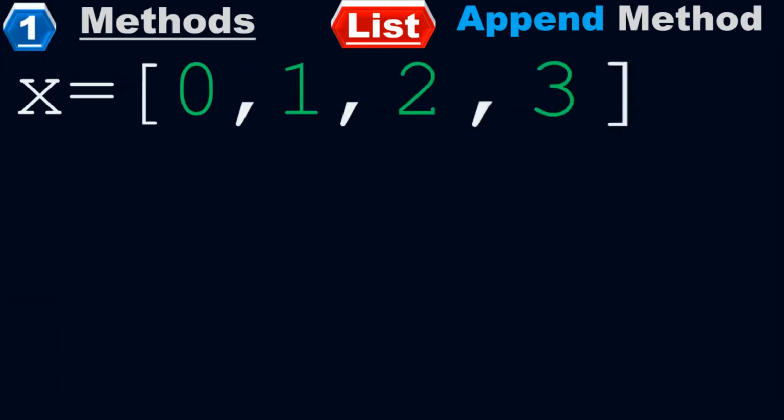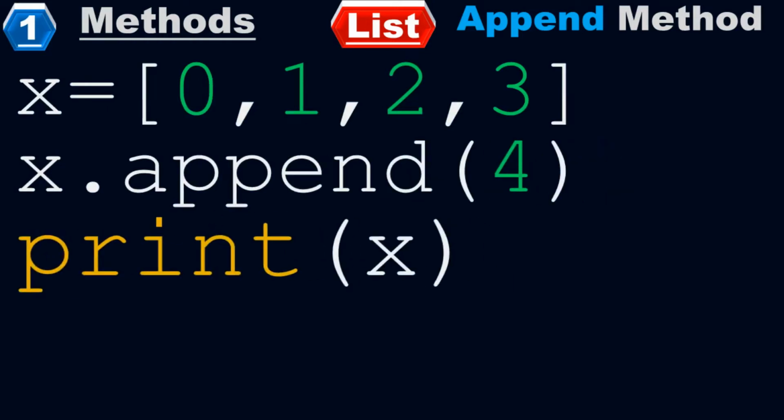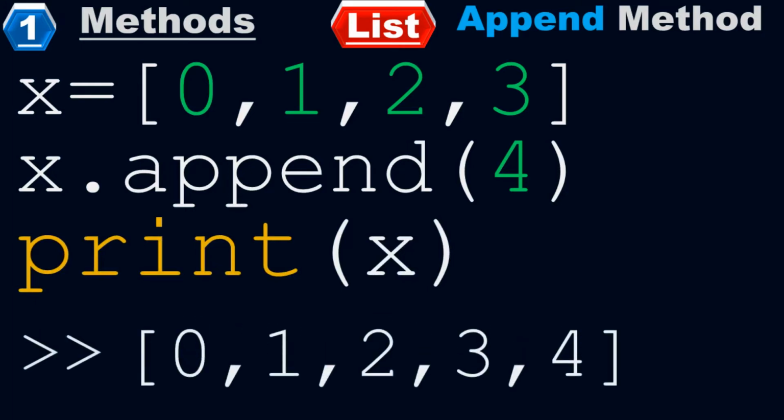Example number 1. X equals [0, 1, 2, 3]. X.append(4). Check the print of X. You will get 0, 1, 2, 3, 4.